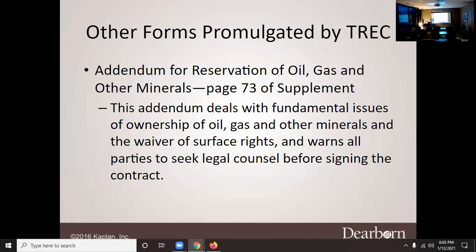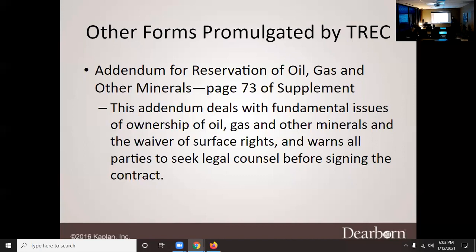So it is the addendum that deals with fundamental issues of ownership of oil, gas, and other minerals, and the waiver of surface rights, and warns all parties to seek legal counsel before signing the contract. Now, here's the key thing, and I tell people this all the time. If a client is wanting to receive or keep mineral rights, this is another one of those areas that you need to have your client seek legal counsel.